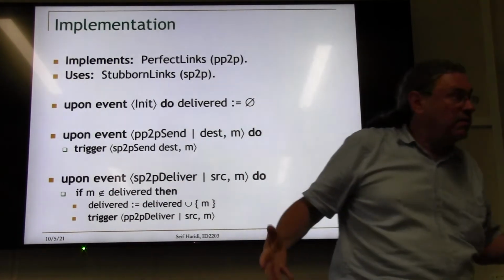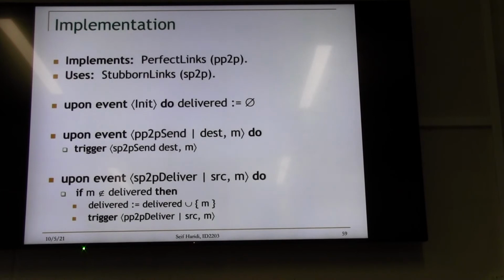It's very simple. Basically, when the message comes up, it will do a check here, whether it's in the delivered set, and if it's not, it will do this, otherwise it will not do that. So that's very simple. Now we have this three-layer system building on top of fair loss, doing perfect point-to-point.